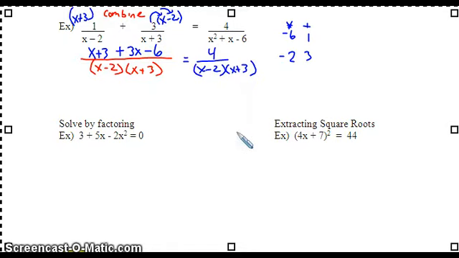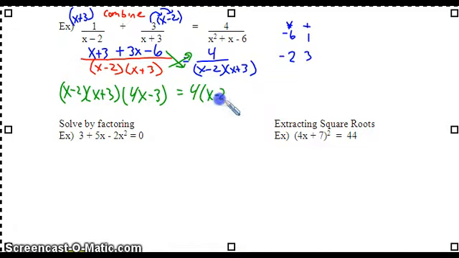So what's going to happen now when I do this is, if you've got the same denominators here, when we cross multiply, so when I cross multiply, x minus 2 times x plus 3 times, and I'll try to combine these together, that would make 4x minus 3. It's going to equal over here 4 times x minus 2 and x plus 3. Notice that what you have is an x minus 2 and an x plus 3, and an x minus 2 and an x plus 3.